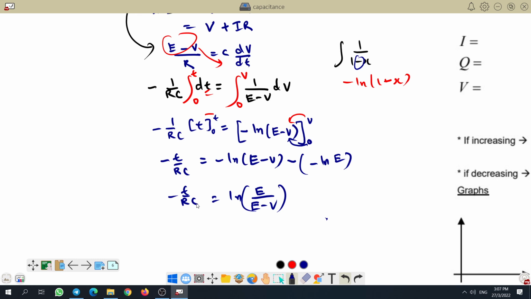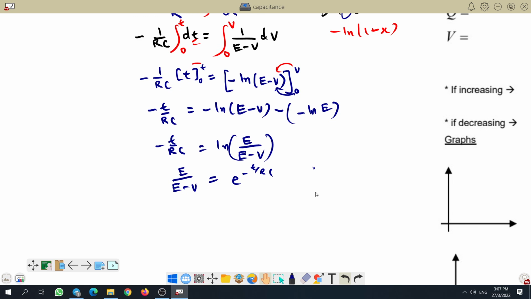Kita cari apa? V. V in terms of t. Kuasa e, kuasa e. So E per E minus V equals to e to the power of t per RC. And the rest is just algebra. Cari apa? V.